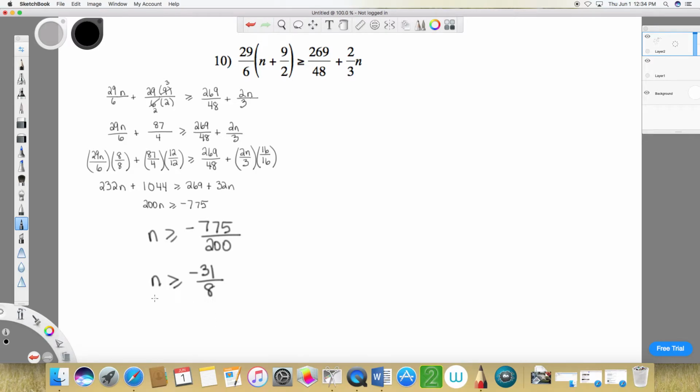And so now that's my final answer, and I want to write that in interval notation. Since it's greater than or equal to, I use a bracket, and so negative 31 divided by 8 is a little bigger than negative 4. It's to the right of negative 4, all the way out to positive infinity. So there's our answer in interval notation.